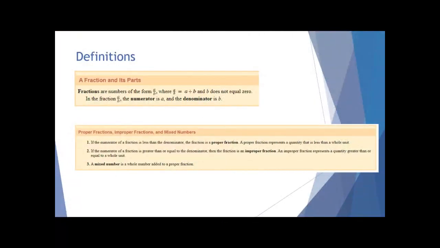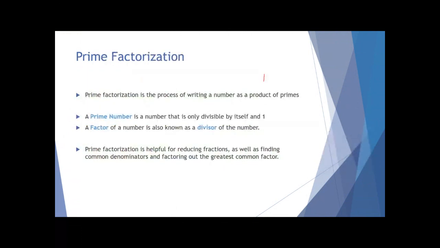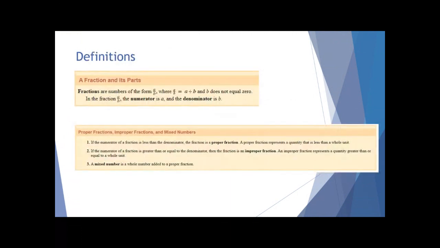So I'm going to just start with some definitions. These all come from the textbook, so basically what a fraction is. Fractions are numbers of the form a over b, so they have that vertical or horizontal bar, where a over b equals a divided by b. The key thing here is that a fraction is also indicating division.